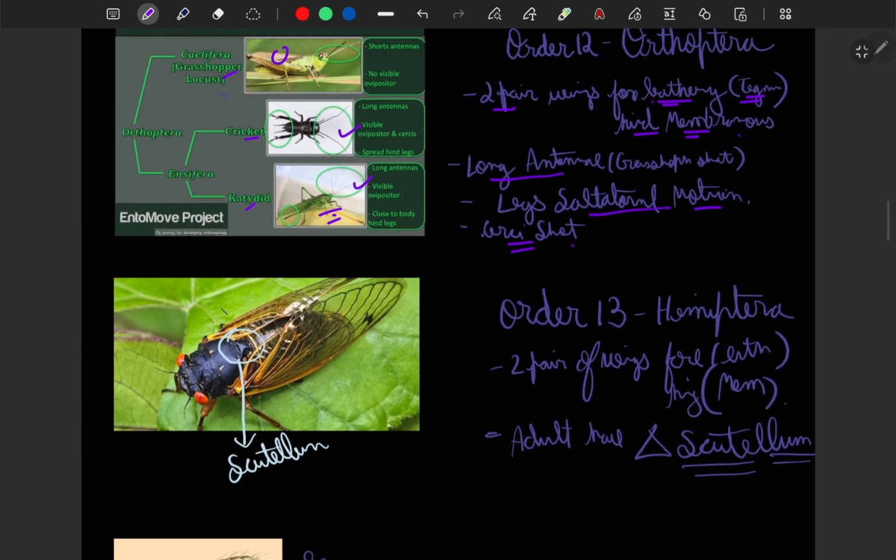The next order is Hemiptera. Hemiptera is specifically and easily identified by the presence of a triangular organ which is the scutellum. Two pair of wings are seen here, and between these wings, that is forewing and hind wing, lies our triangular scutellum, and you can clearly identify by the triangular scutellum that it is a Hemiptera.